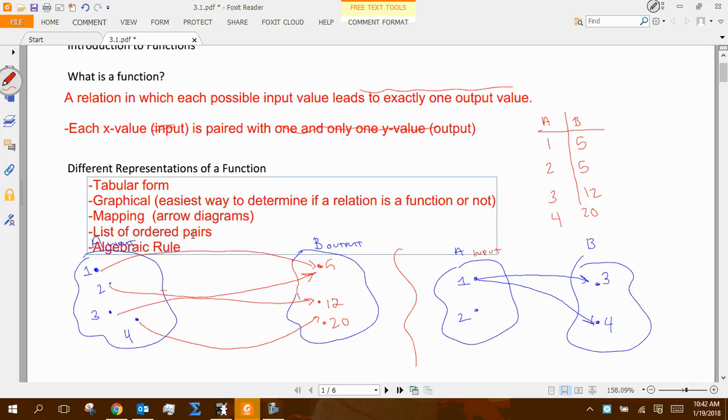The list of ordered pairs, well, that's nice, because once it's in tabular form here, it's just 1, 5. Go straight across: 1 and 5, 2 and 5. So inputs, and these are outputs. We have 3, 12, and then we have 4, 20. And if those are ordered pairs, we could put those into a graph and plot them as ordered pairs. That would be another way of viewing that relation or function.